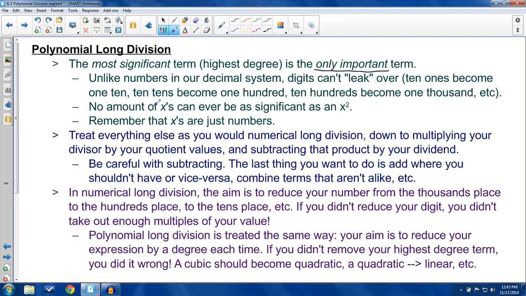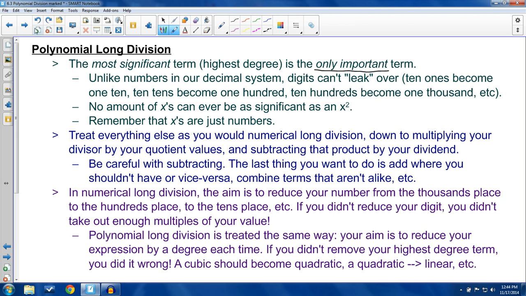So no amount of x's can ever be as significant as an x squared. For instance, let's say we had x squared plus 99999x. We're dividing something by that thing right there. This is the only thing that matters. How many times does this go into it? This many x's means nothing compared to this x squared, and that's the thing that matters. X squared is your most significant term. Remember that x's are just numbers. That's all they are.